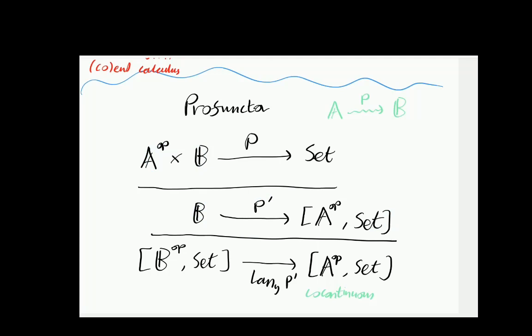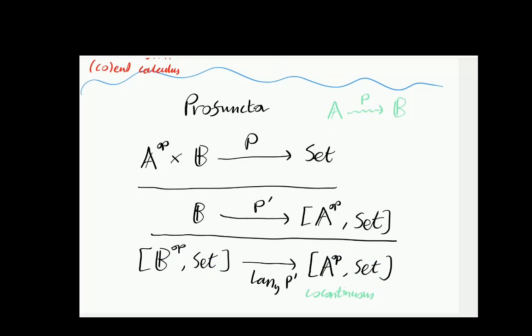But the maths that we've been talking about today tells us that a functor from B to this category of presheaves here corresponds to a co-continuous functor of this form, a co-continuous functor between these two categories of presheaves. So this is another equivalent form for this profunctor P.